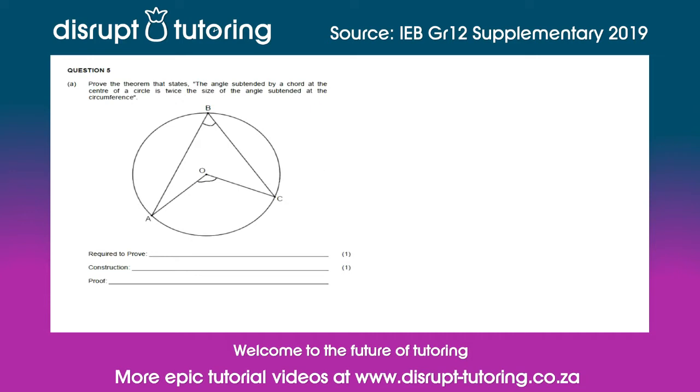So to write that down for 1 mark, we need to prove that AOC should equal 2 times the angle of ABC. So that's 1 mark. To start this proof, we need to construct 2 triangles. If we draw a line that goes through the center, we now have 2 triangles, and we form angles O1 and O2 and B1 and B2. And that's another mark for your construction.